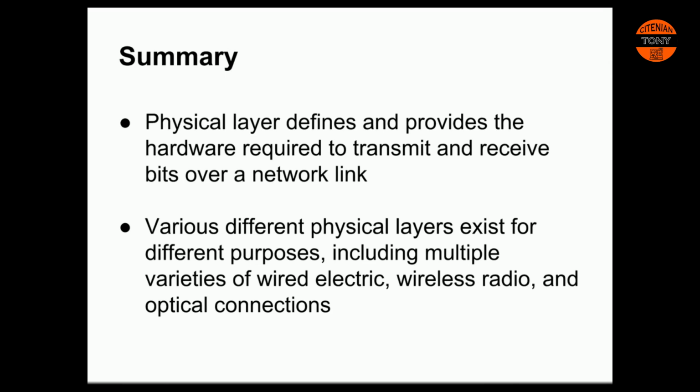So we have these specifications for all of these different types of physical layers, but all of these different types of physical layers share a common purpose, and that is that the physical layer itself, conceptually as part of the OSI model, defines and provides the hardware required to transmit and receive bits over a network link. We have a bunch of different choices of physical layer. Different ones exist for different purposes, including multiple varieties of wired electric, wireless radio, and optical connections. But all of them serve the same purpose, and that is to provide the hardware layer upon which the rest of the networking system will be built.